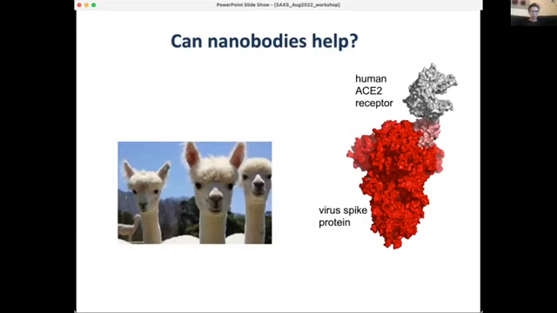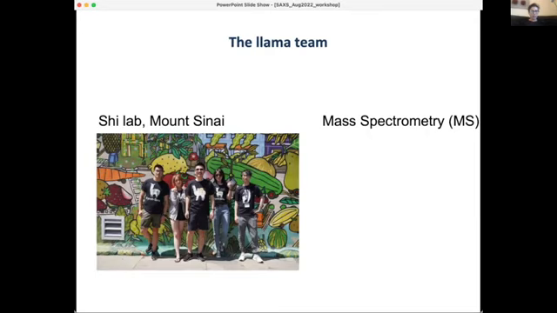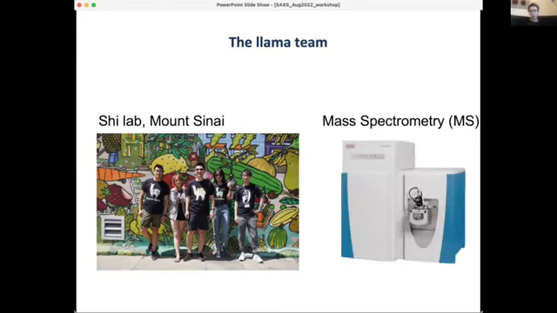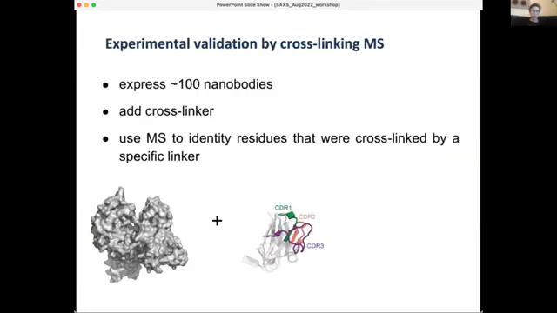And when the pandemic started, we were interested to see if we can develop nanobodies to neutralize the SARS-CoV-2 virus. We were working with the lab of Yishi at Mount Sinai. What they do is they have a technology based on mass spectrometry to identify all the antigen-specific nanobodies from the serum of the llama. So the approach works as follows.